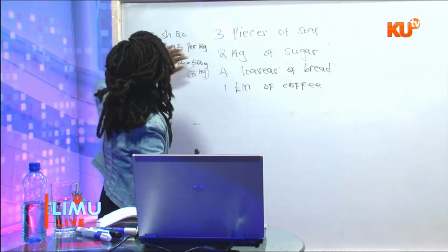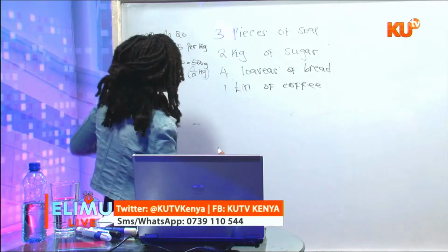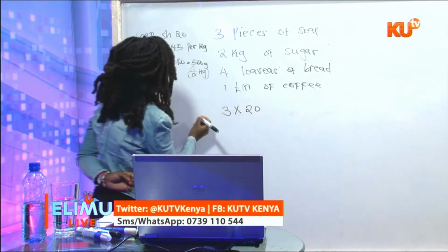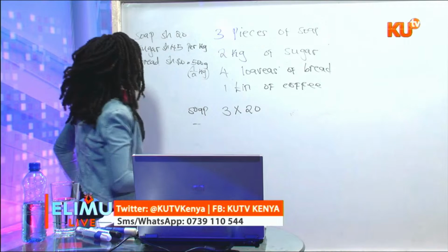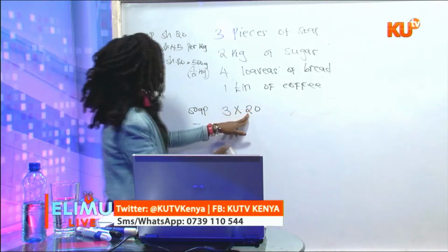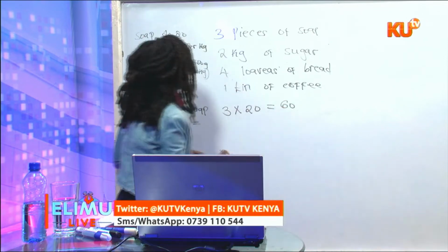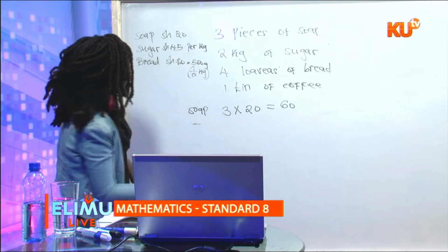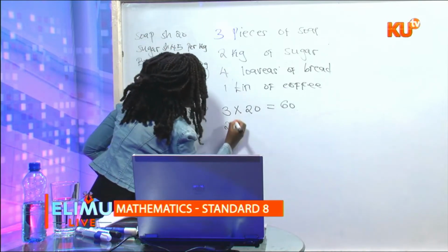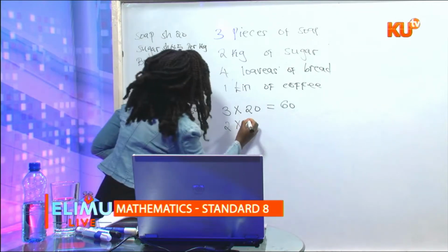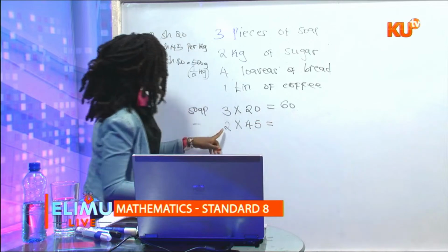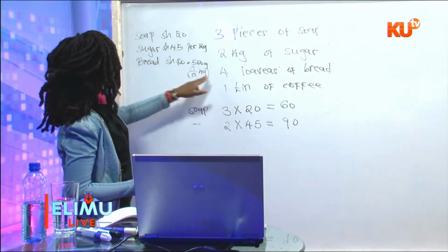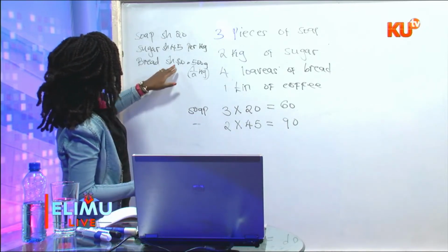So 3 pieces of soap, and a piece of soap costed 20 shillings each. So we are going to take the 3 pieces times the cost of 1 piece. This is soap. So 3 pieces times 20 shillings per piece. Here we get 60 shillings. The other one is 2 kgs of sugar, and 1 kg costed 45 shillings. So it is the number of kgs, 2 kgs, times the cost of 1 kg, which is 45. So it's going to be 2 times 45. We get 90 shillings.